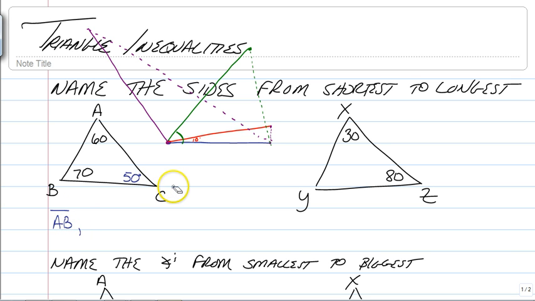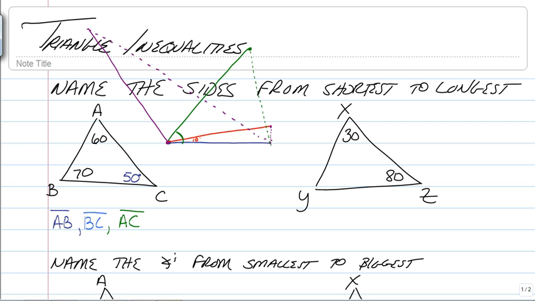Okay? Then you have to go to your next angle. So the middle angle would be 60 degrees. So we have to ignore angle A because it's the side opposite of angle A that we're going to be looking at. So next would be BC. And by process of elimination, the biggest angle is 70 degrees. So if we look opposite of angle B, we are left with the longest side, AC. And that's all you have to do. You just have to look at the side opposite of certain angles.